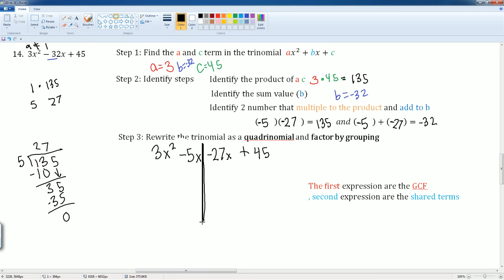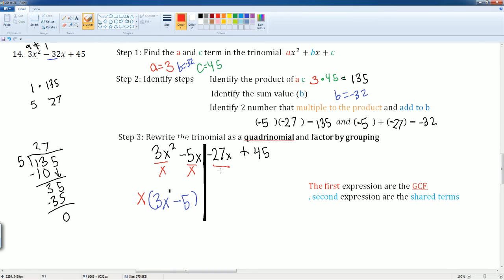All grouping does is let us factor out the GCF now. Let's pull out an x. Looks like we can pull out an x here. So x, what are we left with inside? What's left is 3x minus 5. Let's go to the second one. What can we pull out here? Can we pull out an x? We should be pulling out a number. Let's think here.